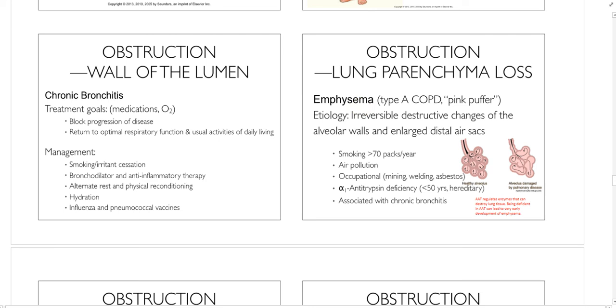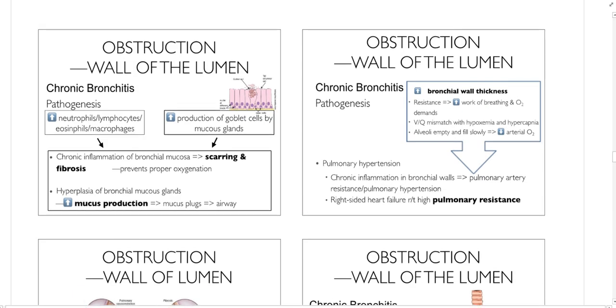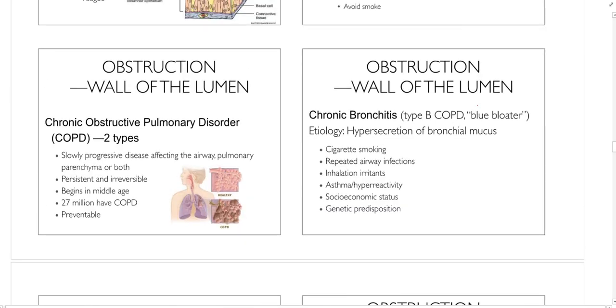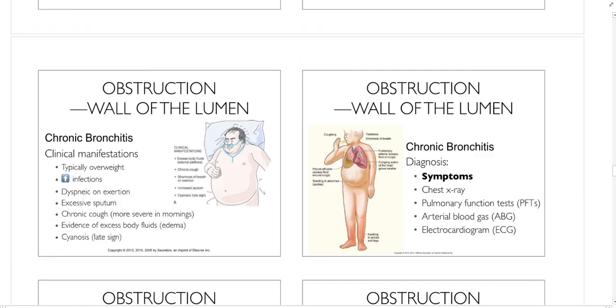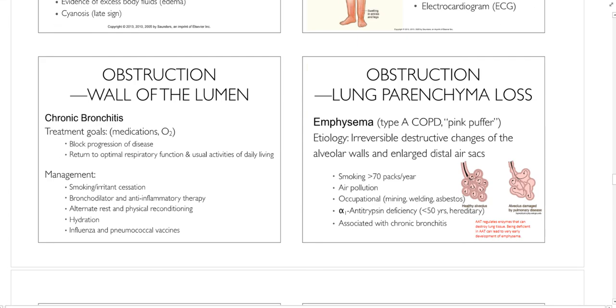So emphysema is our other kind of COPD. These are our pink puffers. Again, not a very PC term. And it's type A COPD. Once again, it's irreversible, but instead of chronic bronchitis, where the issue is hypersecretion of bronchial mucus due to irritants and inflammation in the bronchi, these have irreversible destructive changes of the alveolar walls.